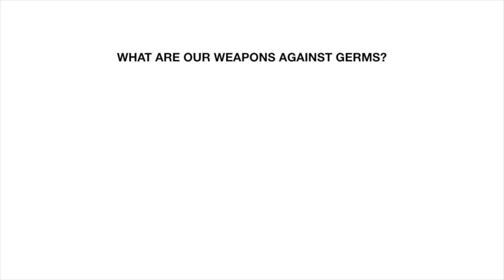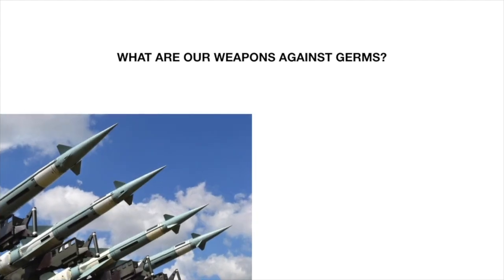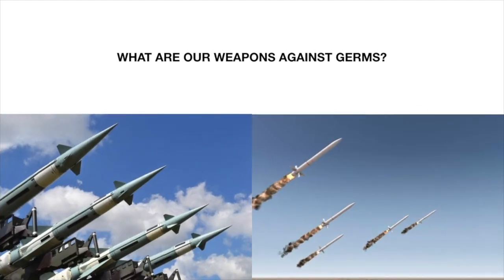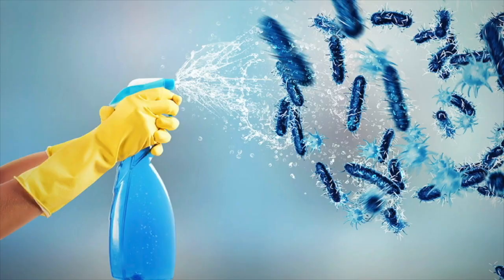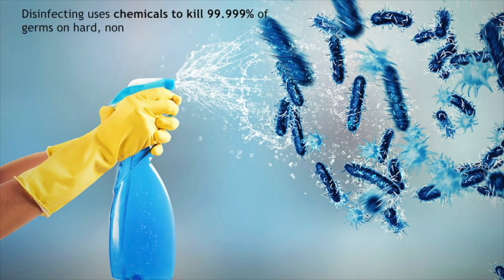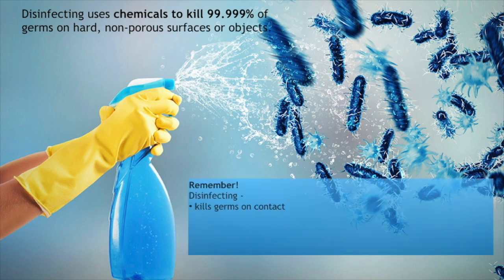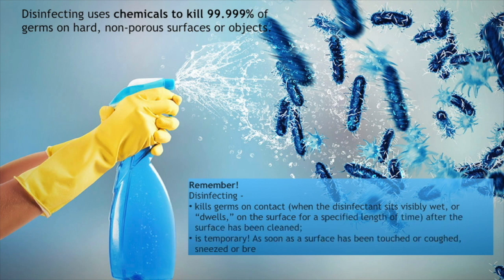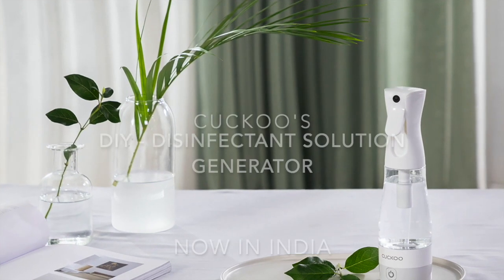So what are our weapons against germs? Definitely not missiles, right? We use disinfectants. Disinfecting uses chemicals to kill 99.9% of germs on hard non-porous surfaces or objects. We should remember it kills germs on contact whenever the disinfectant is wet, and it is a temporary process. We need to do it again and again.